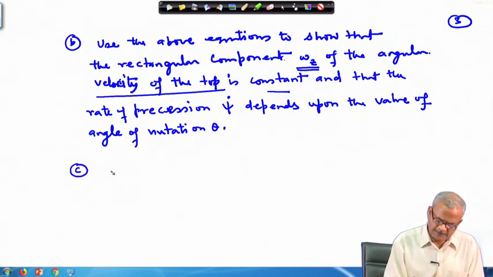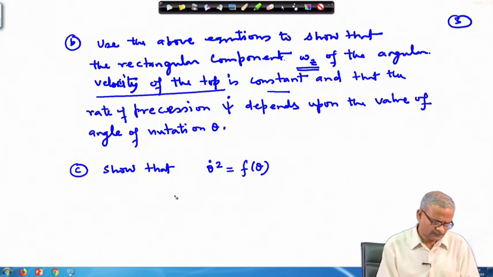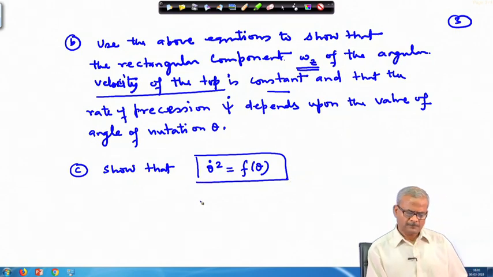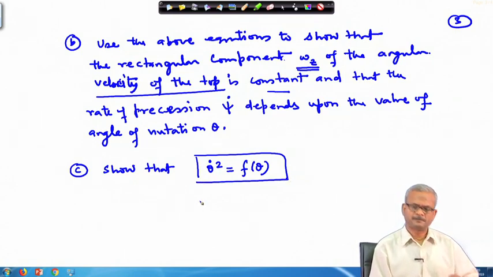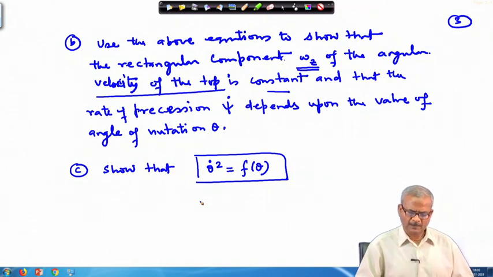Also it can be shown that, so that this rate of nutation can be written as a function of theta. So these are the objectives that we need to fulfill.